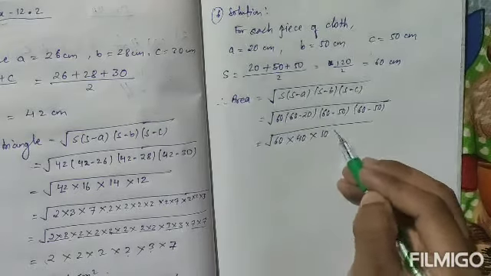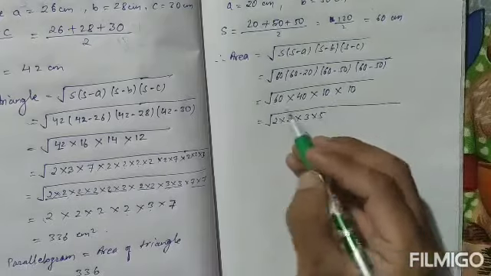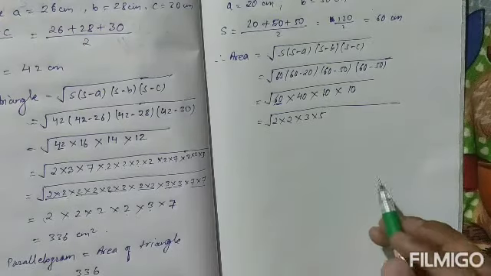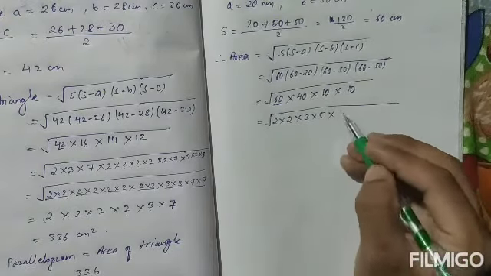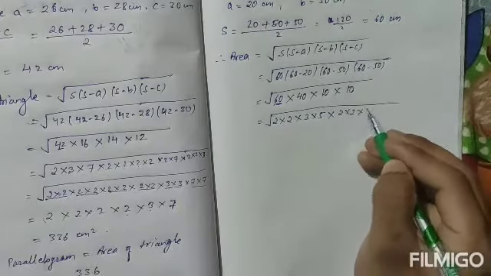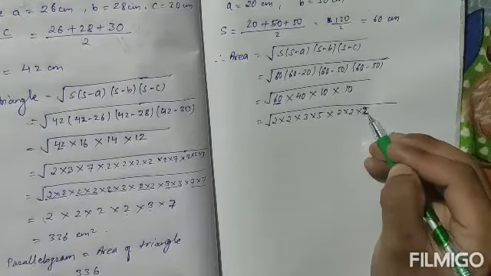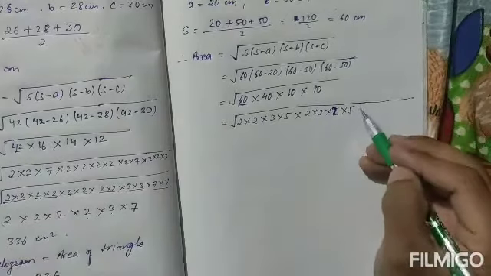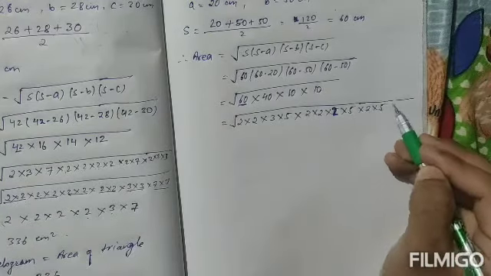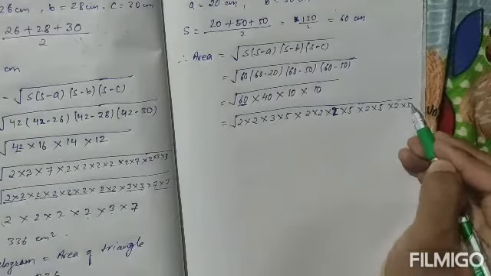So let us prime factorize all of it. If you prime factorize 60, then you will get 2 into 2 into 3 into 5. Now 40: 2 into 2 into 2 into 5. Then next you will prime factorize 10, so it is simply 2 into 5, and one more 10 we have, so 2 into 5.